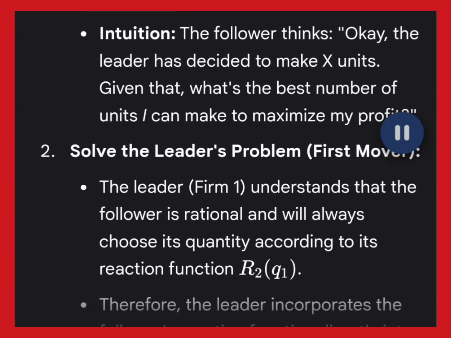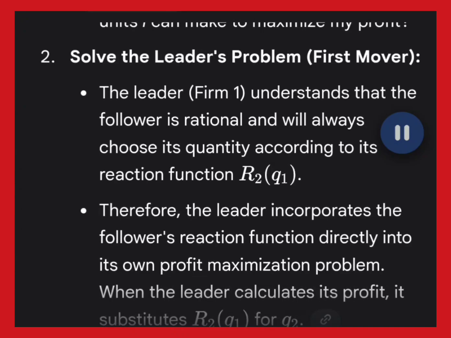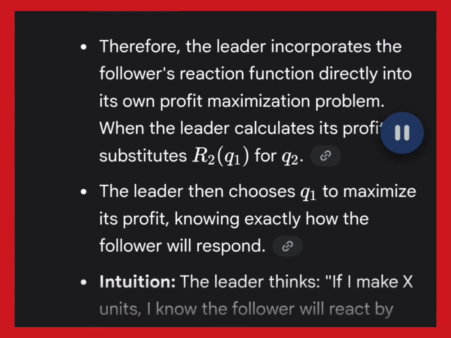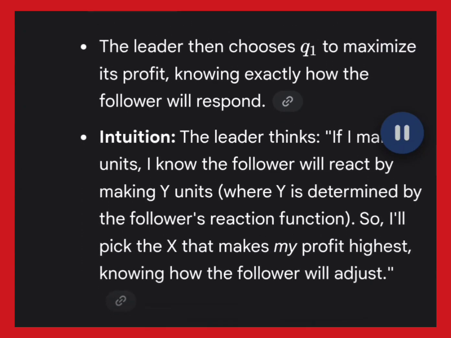2. Solve the leader's problem, first mover. The leader, firm 1, understands that the follower is rational and will always choose its quantity according to its reaction function R_2(Q_1). Therefore, the leader incorporates the follower's reaction function directly into its own profit maximization problem. When the leader calculates its profit, it substitutes R_2(Q_1) for Q_2. The leader then chooses Q_1 to maximize its profit, knowing exactly how the follower will respond.